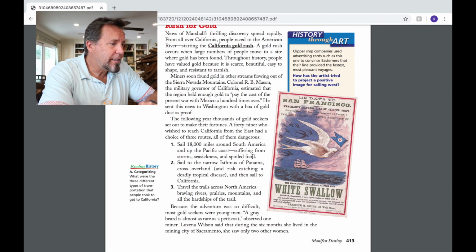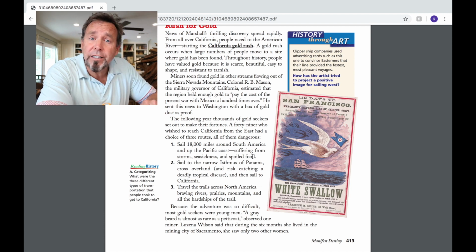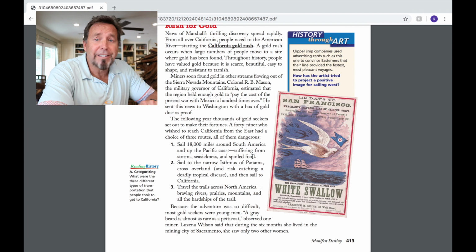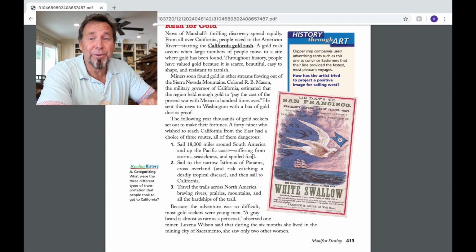413, and it talks about the ways that you could get there. And there's an interesting painting of an advertisement showing if you were to get on board of this ship on the East Coast, it would only take 112 days to get to San Francisco. That's a long time to be on a ship, to have to sail from the East Coast around South America to get to San Francisco.